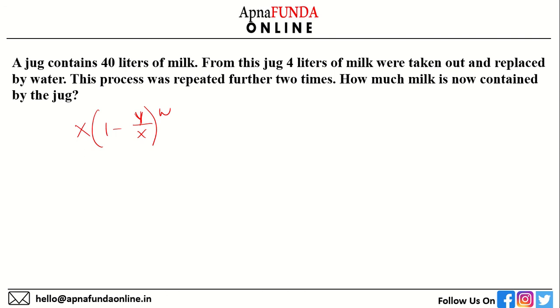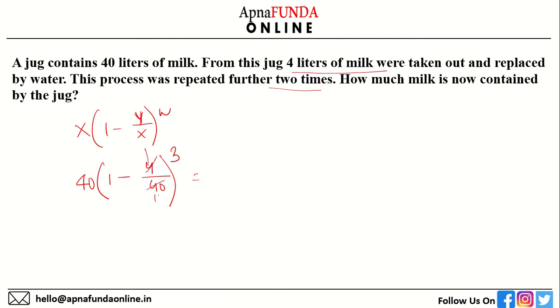So in this case, the jug contains 40 liters of milk, which is my x. So 40 into 1 minus y, where 4 liters of milk is taken out and replaced by water, so y is 4, divided by 40 again. This process was repeated a further 2 times, so a total of 3 times. So this is the final expression that you should get.